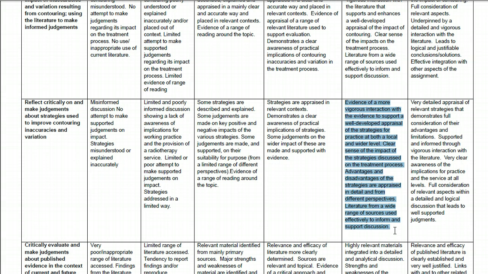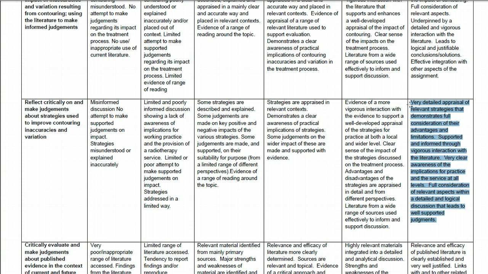Clearly the impact of strategies discussed on the treatment process. Advantages and disadvantages of these strategies are appraised in detail, so it's not just enough to give the advantages and disadvantages, they need to be appraised in detail. And again, literature from a wide range of sources.